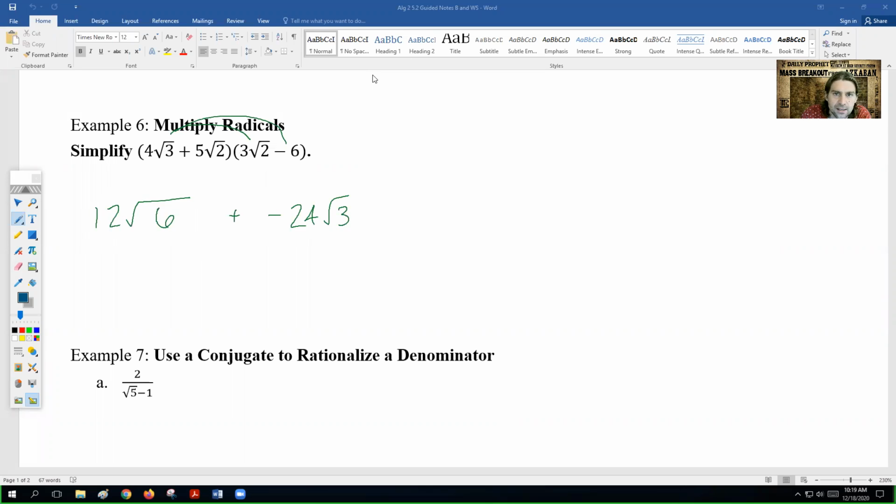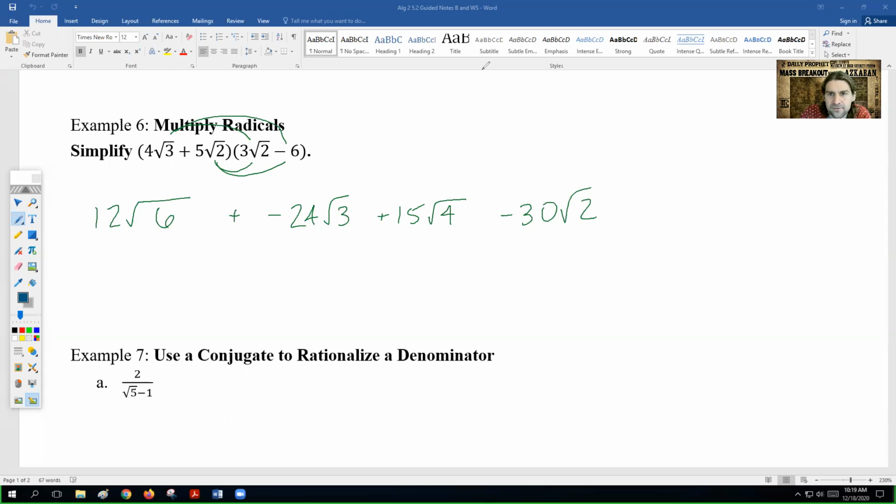And then next, let's go through and multiply the 5 radical 2 to both of those. So 5 radical 2 times 3 radical 2. 5 times 3 is 15. Radical 2 times radical 2 is radical 4. And then lastly, 5 radical 2 times negative 6 would be a negative 30 radical 2.